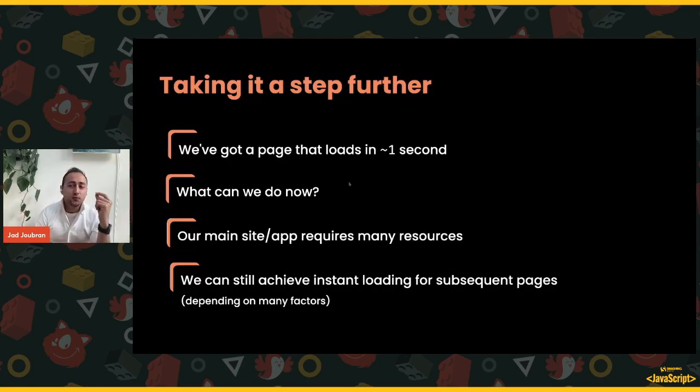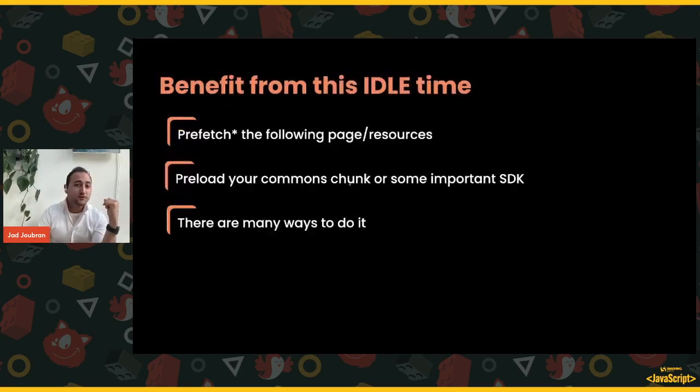The thing is, we can have a hyper-optimized landing page, but your main website, your main app still requires many resources, maybe even large libraries or large SDKs that we have to load. But you can use this idle time because we have instant loading for this page, more or less. We use this idle time to make it even faster for subsequent pages. So how do we benefit from this idle time?